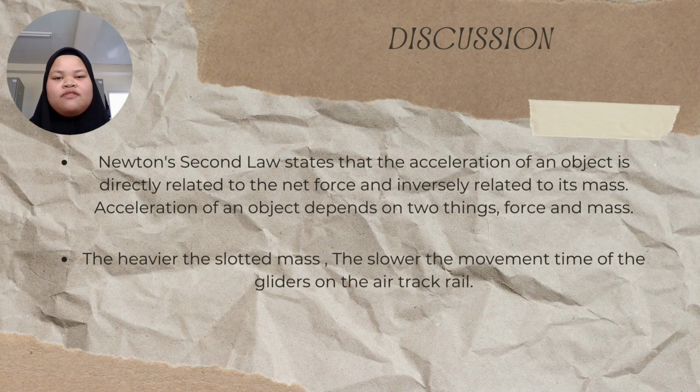Next, the discussion of this experiment. Newton's second law states that the acceleration of an object is directly related to the net force and inversely related to its mass. Acceleration of an object depends on two things, force and mass. The heavier the slotted mass, the slower the movement time of the glider on the air track rail.